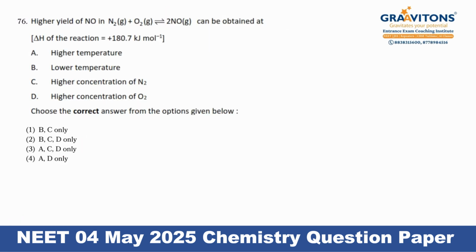76th question. Higher yield of NO in N2 plus O2, which is in equilibrium with 2NO, can be obtained at, this seems to be an endothermic reaction.